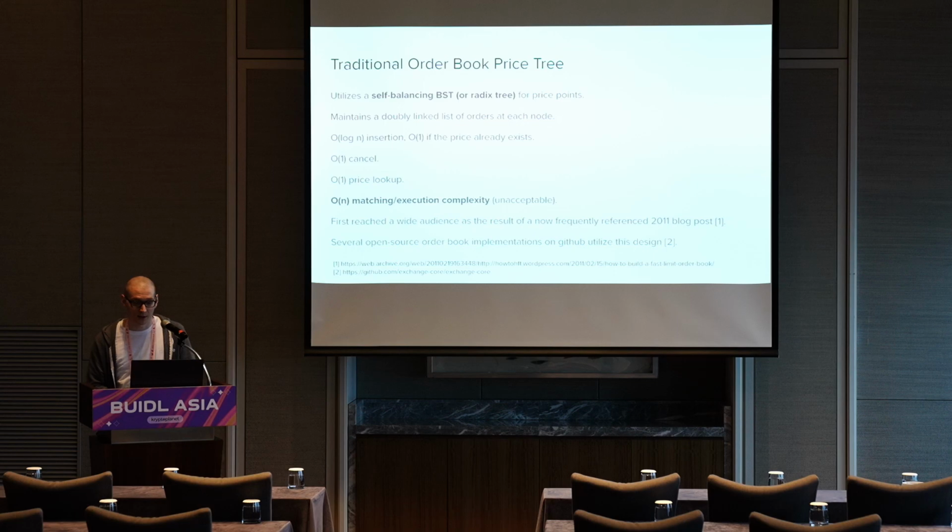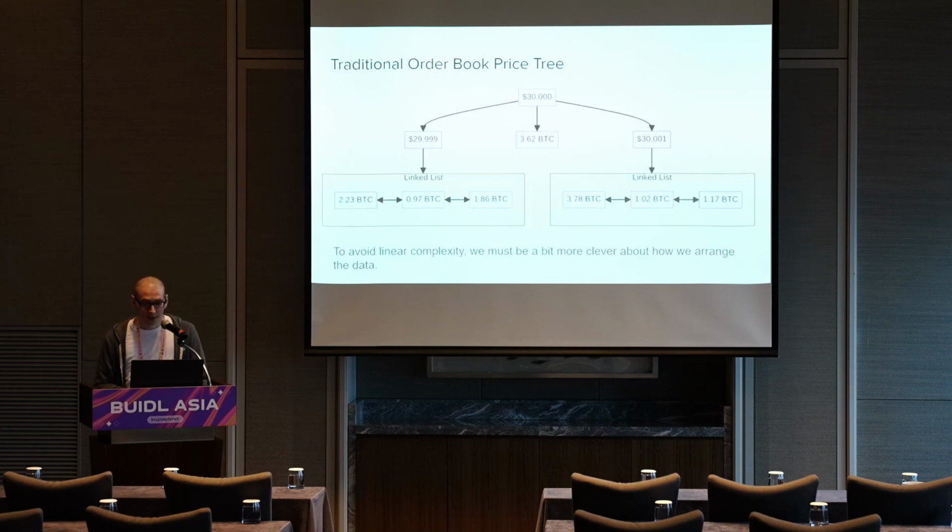A lot of open source order books on GitHub use this design, but we can't use it for Warp because you're going to hit the gas limit. Somebody can DOS the order book. They can put a bunch of tiny orders at the top of the book. Somebody takes those orders, it goes above the 30 million gas limit, and then your contract is essentially bricked. So this is what the traditional order book price tree looks like: each node is a price, and each node points to a linked list of orders.